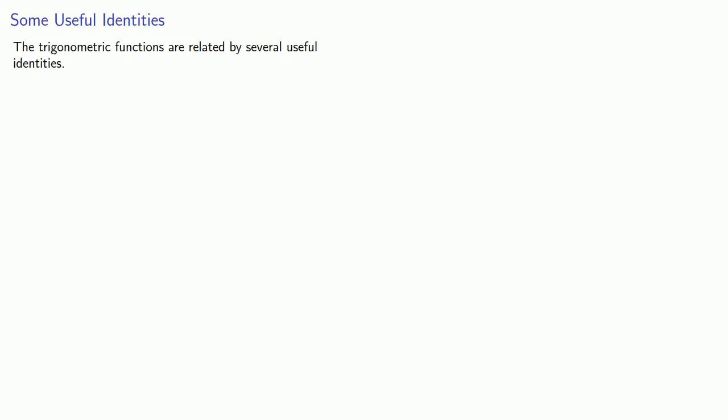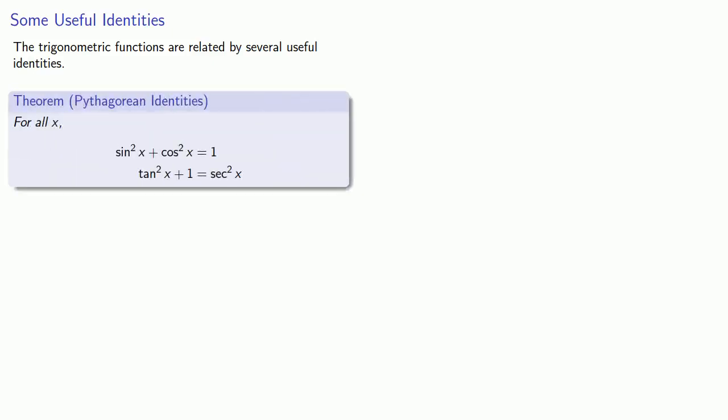In particular, there are what are called the Pythagorean identities. For all x, sine squared of x plus cosine squared of x is equal to 1, and tangent squared of x plus 1 is equal to secant squared of x. And there are also identities involving cosecant and cotangent, but unless you have too much free time on your hands, those identities are probably not worth learning.